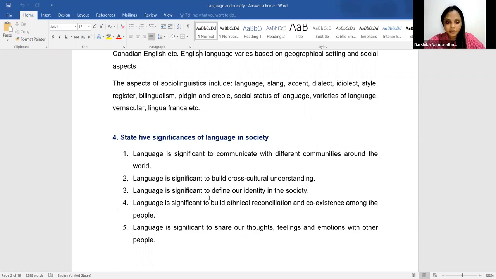So for this question you will get 5 marks. State 5 significances of language in society. So you need to just mention 5 significances of language in society. Okay, like this. Here you can see 5. Language is significant to communicate with different communities around the world. So you know that, right? We need language to communicate with different communities around the world.